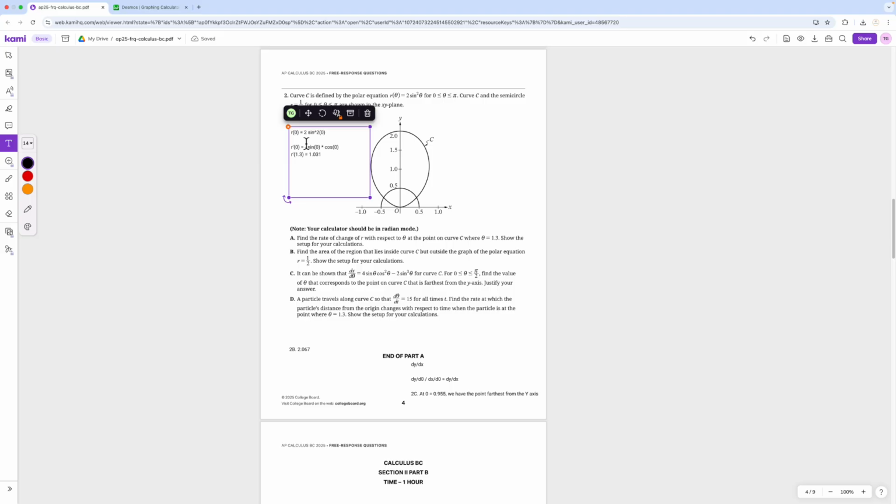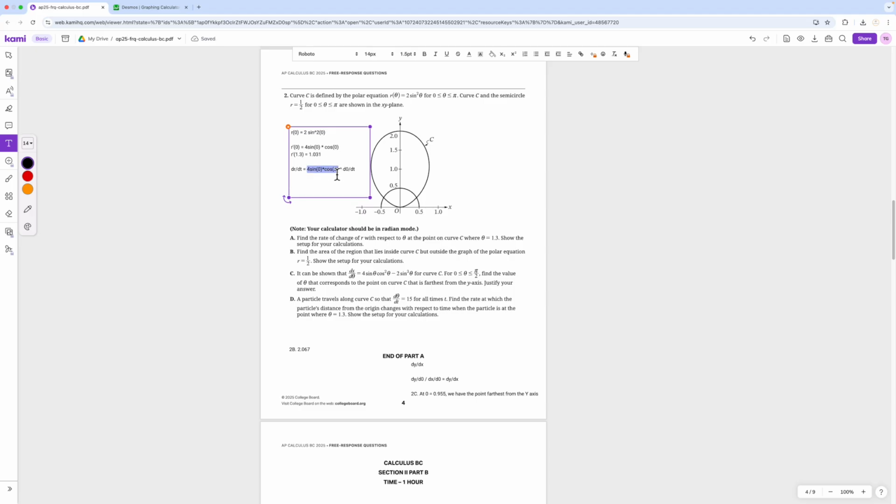Well, at this question, when we did dr d theta, all we had to do is take the derivative like that. But what if we had dr dt? Well, all we have to do is do one extra step. So we have dr over dt is equal to, and we do all of our derivatives like normal, but we have to remember to multiply this at the end by d theta dt. So we still have the same 4 sine theta times cosine theta, but now we're doing times d theta dt.